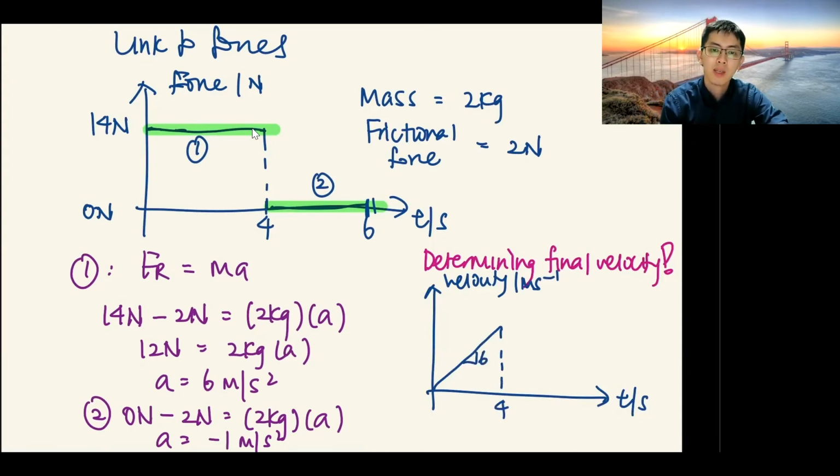So 6 meters per second squared. Why do I put a 6 there? Because that's the acceleration. That's the gradient. And then after that, for the next 2 seconds, it decelerated at minus 1.